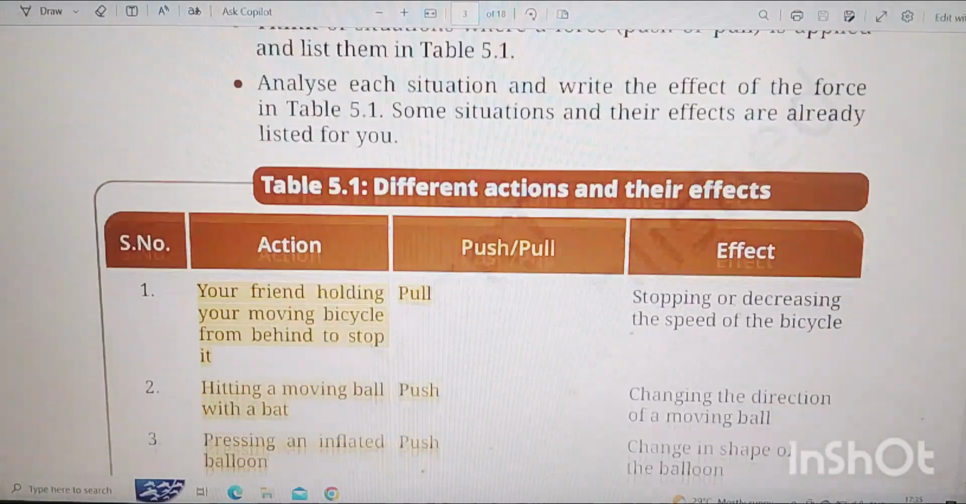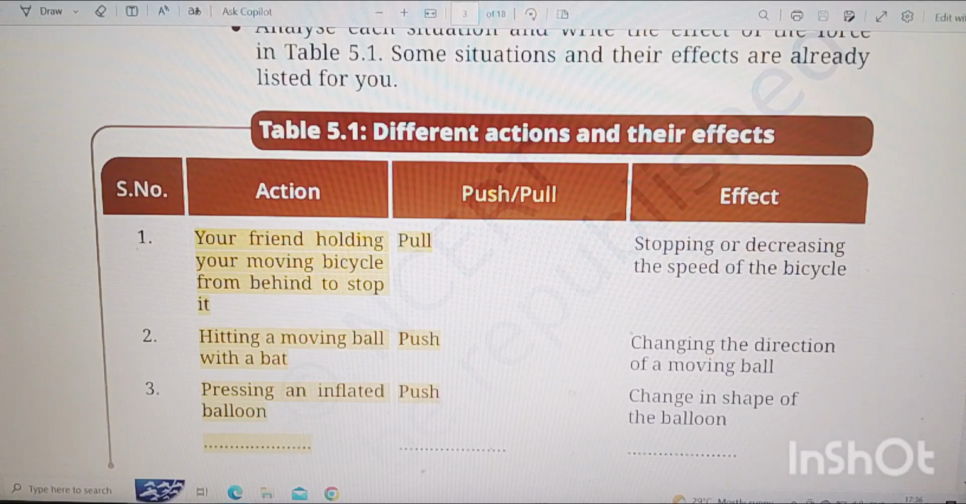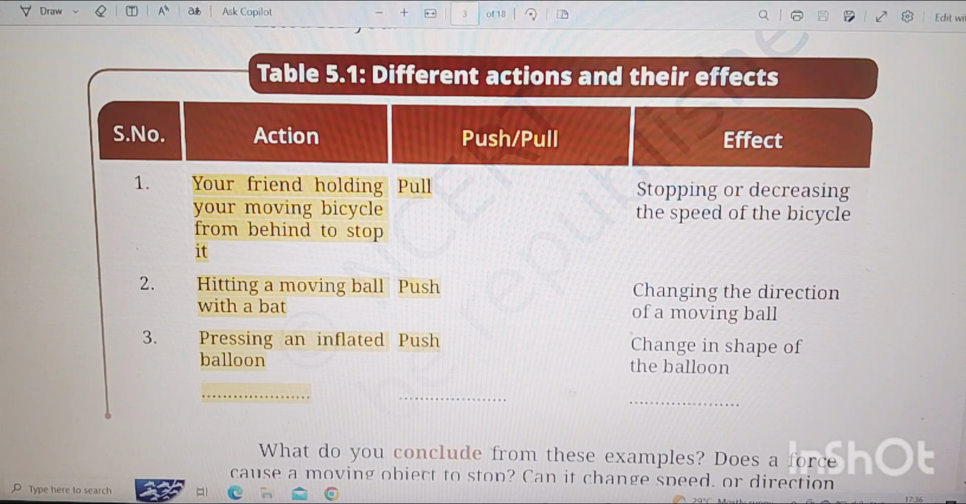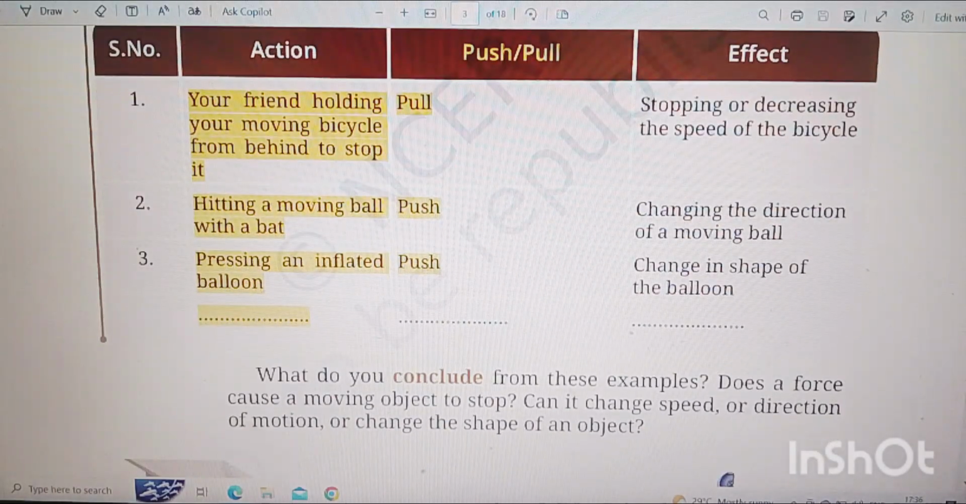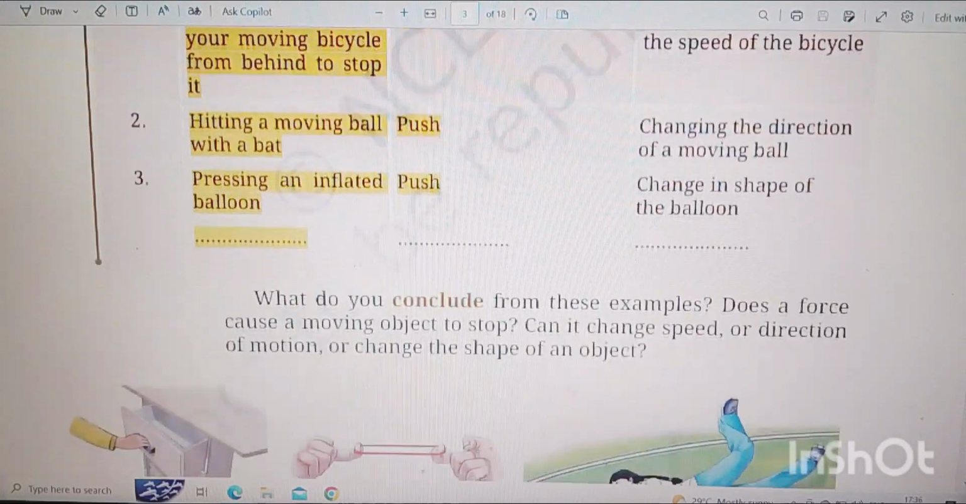Next, in our day-to-day activities we apply different kinds of forces for doing different activities. So if your friend is holding your moving bicycle from behind to stop it, it means he is trying to pull, that is decreasing the speed of the bicycle or stopping the bicycle. And secondly, if we are hitting a moving ball with a bat, that means a push is being done, that is, it will change the direction of the moving ball. And third one is pressing an inflated balloon, that is also a push given. It will also change the shape of the balloon.